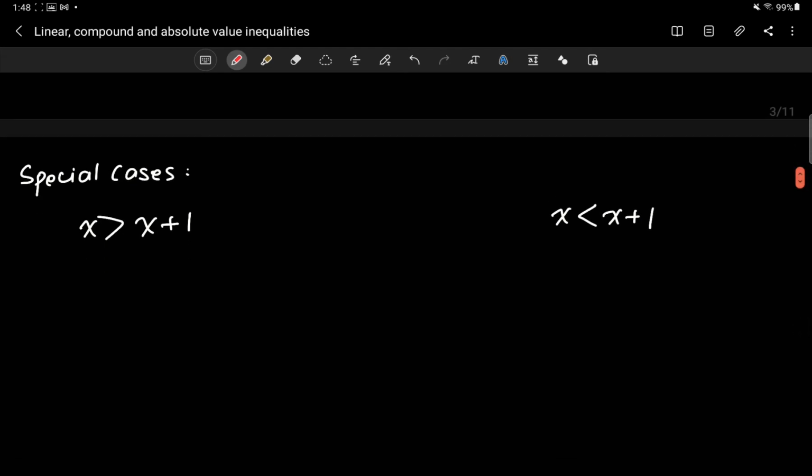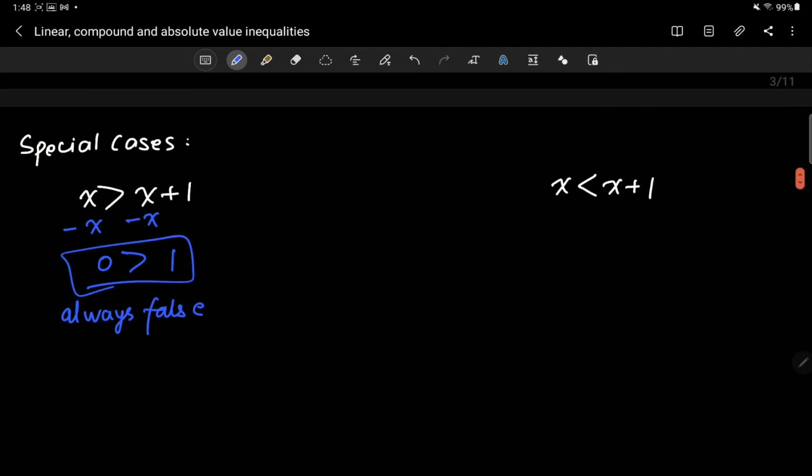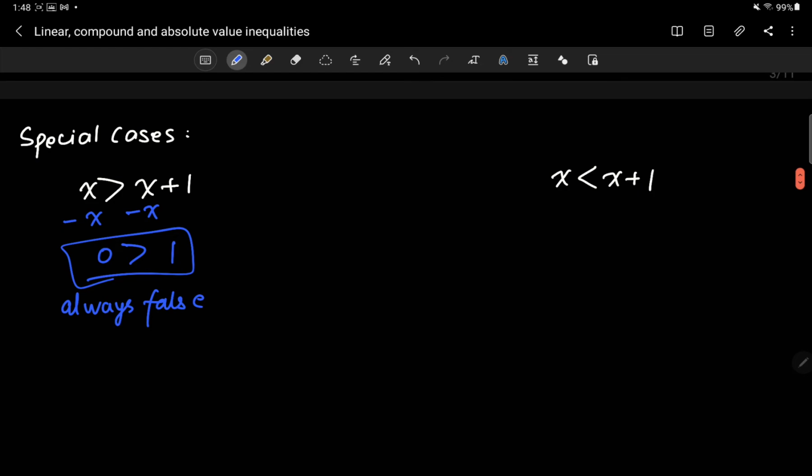Let's look at some special cases and try to solve them. Let's say I want to solve x is greater than x plus 1, so I subtract x and I get 0 greater than 1. Now this for sure we know is always false. Just as is the case with a system of equations, this means there is no solution.